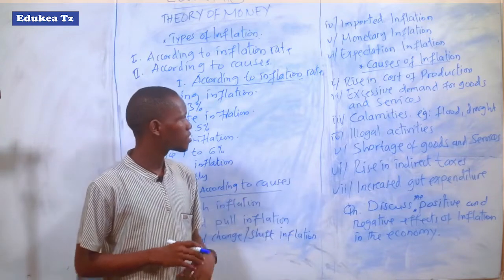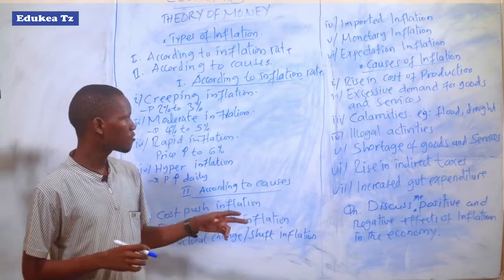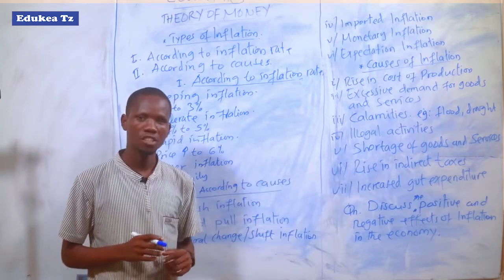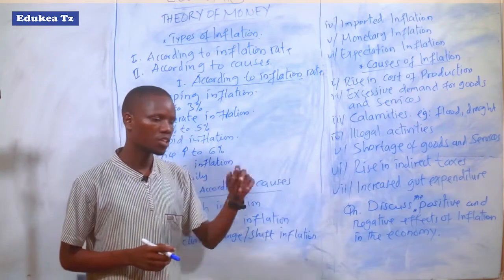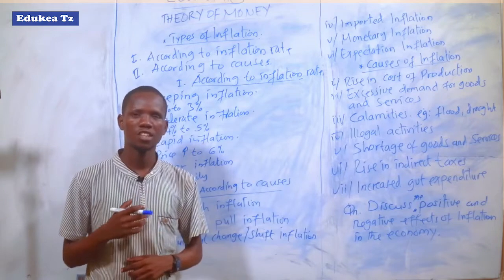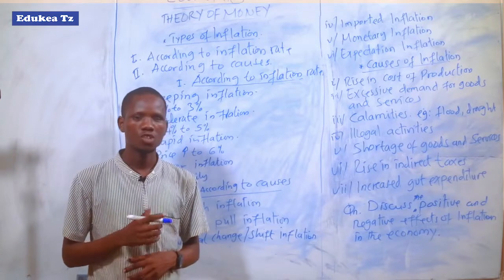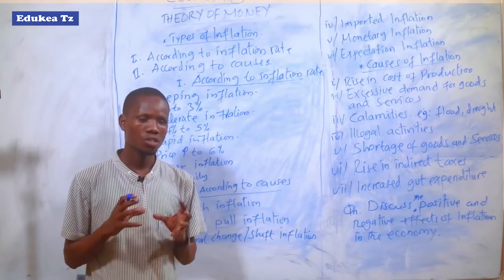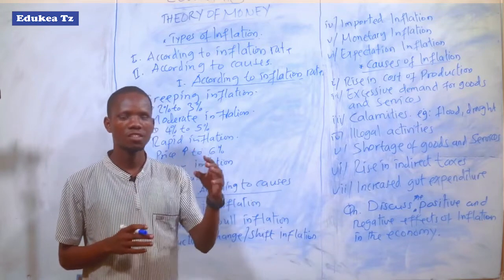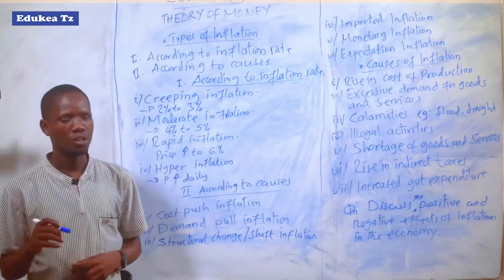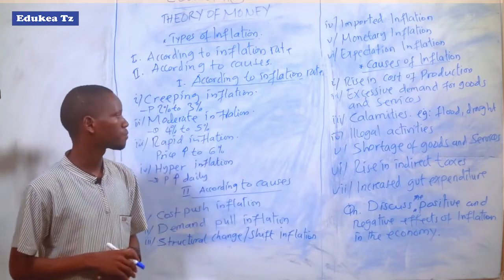Secondly, we have excessive demand for goods and services. Now, if there is excessive demand for goods and services, it means that the supply is not equal to the demand. The available commodities and services will be in higher demand than what is supplied. So the owners or the people who hold those goods and services will raise the price. Hence, by doing so, we shall lead to inflation in the economy.